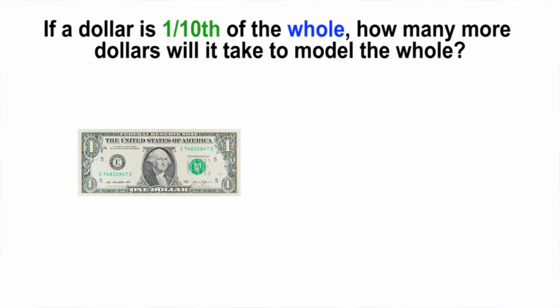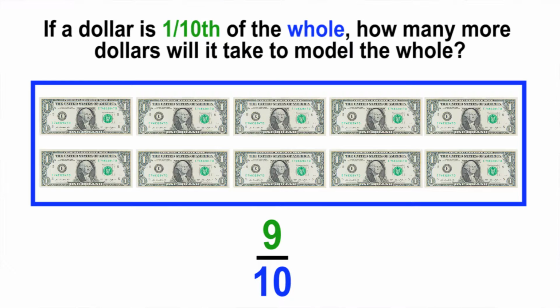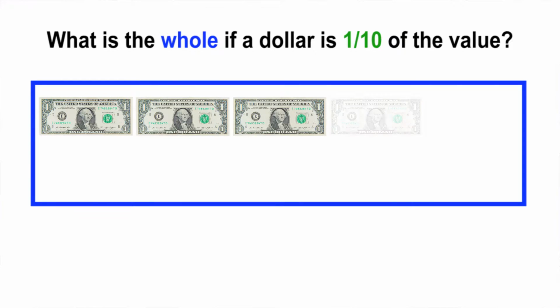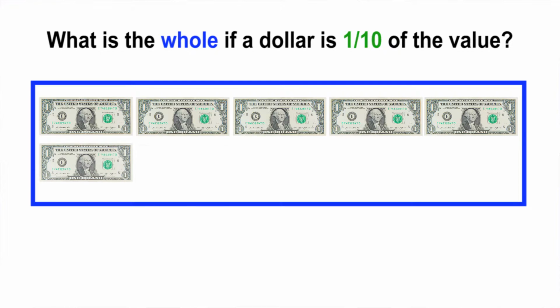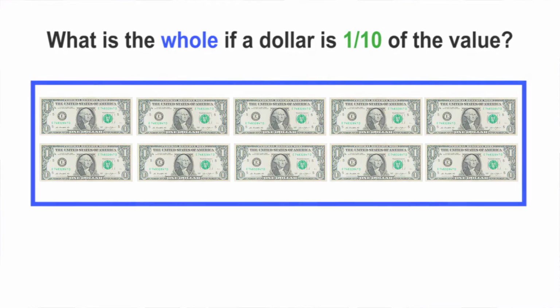Now let's take a dollar. If a dollar is 1/10 of the whole, how many more dollars will it take to model the whole? Just like the previous 2 examples, the denominator of 10 tells us there are 10 equal parts, so we need 9 more dollars to make a total of 10. What is the whole if a dollar is 1/10 of the value? If the dollar is 1/10, then we need to count $1 10 times. 1, 2, 3, 4, 5, 6, 7, 8, 9, 10, or $10.